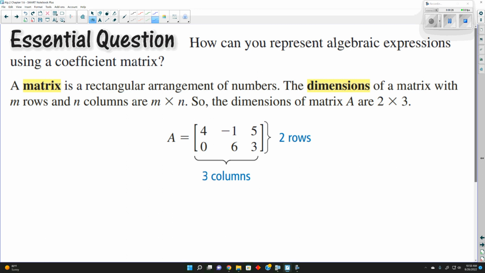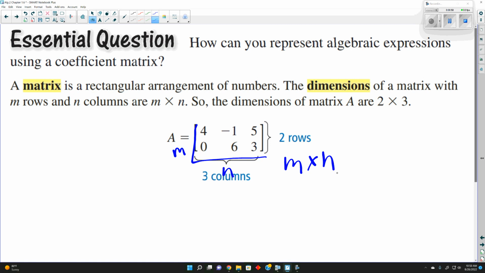A matrix. So the first thing we're talking about, a matrix is a rectangular arrangement of numbers. The dimensions of a matrix with m rows and n columns are m by n. Rows, columns. We go down and over. Number of rows by number of columns. So we get m by n. So for this one here, we have 2 rows and 3 columns. So we would call it a 2 by 3. And that would be the dimension of A, matrix A.